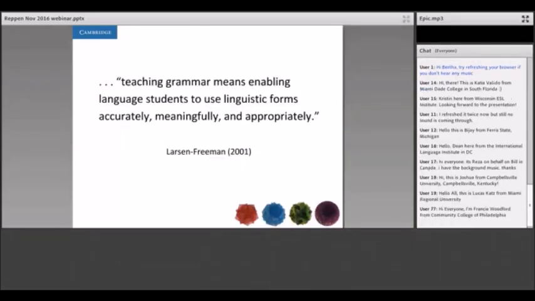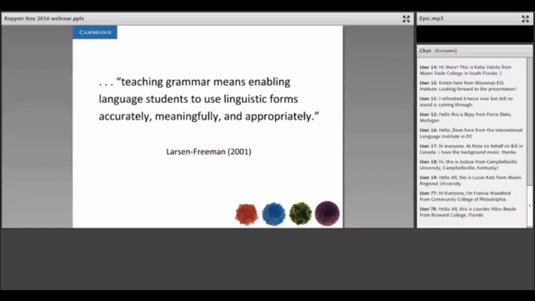And I'd like us to think about, today we're going to be talking about integrating grammar across skill levels. And I think this quote by Diane Larsen-Freeman, which I'm going to read to you, even though I know you can read it: Teaching grammar means enabling language students to use linguistic forms accurately, meaningfully, and appropriately.